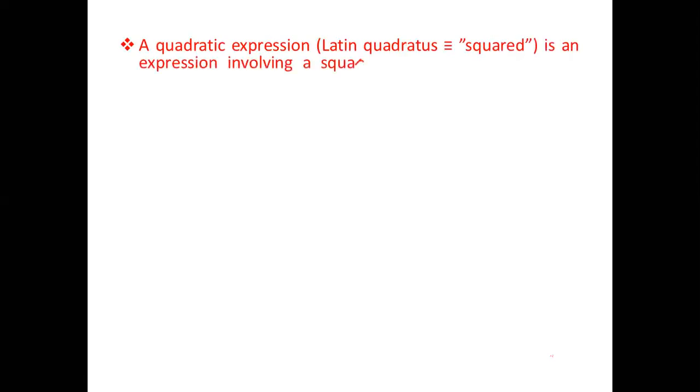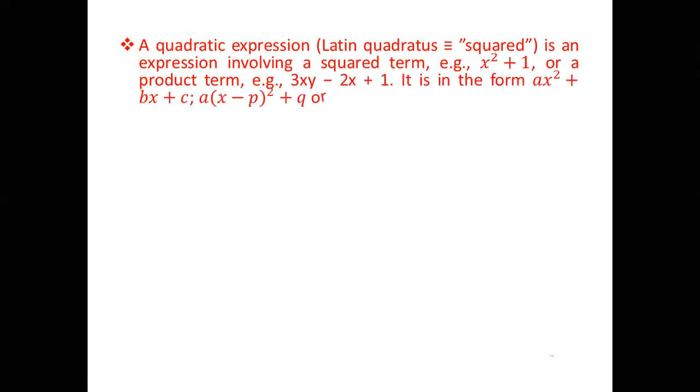The word quadratic comes from the Latin word quadratus, which means squared. It is an expression involving a squared term, for example, x squared plus 1, or a product of terms, for example, 3xy minus 2x plus 1. This may be a bit confusing, but at a different level, you will understand what it means. It is in the form of ax squared plus bx plus c. But when you factorize that by completing the square, you will come up with a into bracket x minus p all squared plus q. Or if you factorize completely, it will become a into x minus x1 times x minus x2.